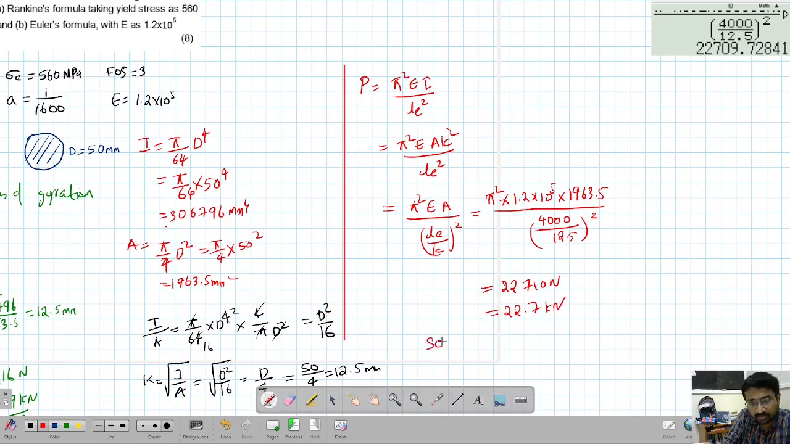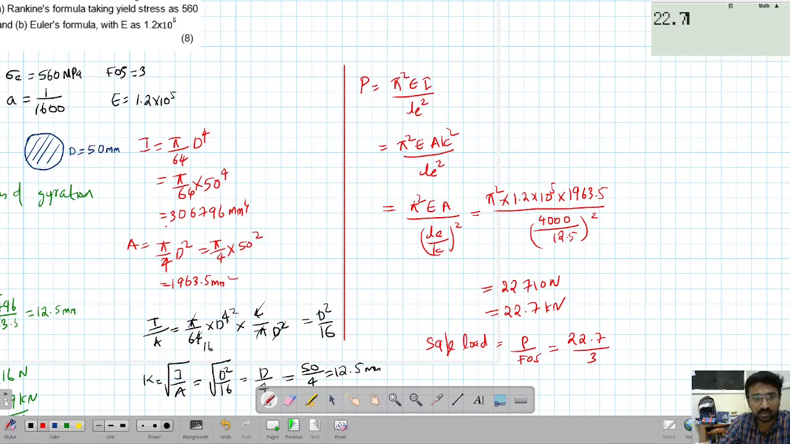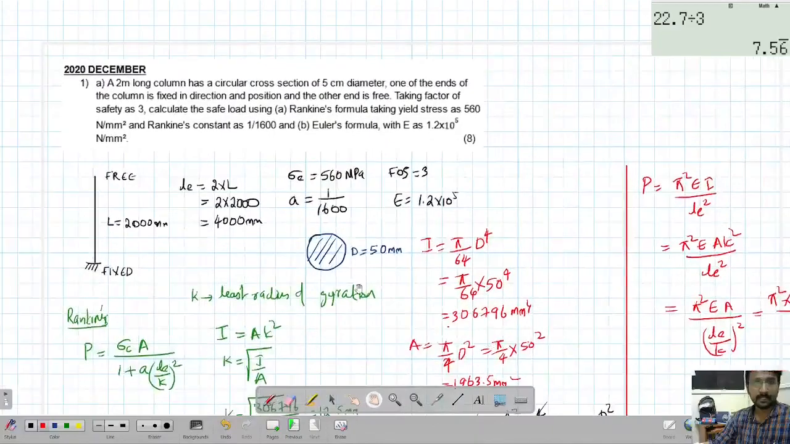So safe load equals P upon factor of safety, which is 22.7 divided by 3. So 7 point something. Okay, 22.7 divided by 3 will give me 7.56 kilonewton. So this is the answer. Two answers we have found. One is as per Rankine's formula, one is as per Euler's formula.